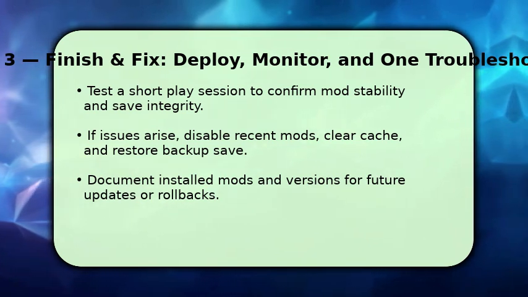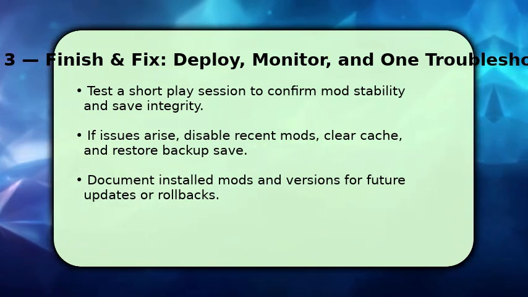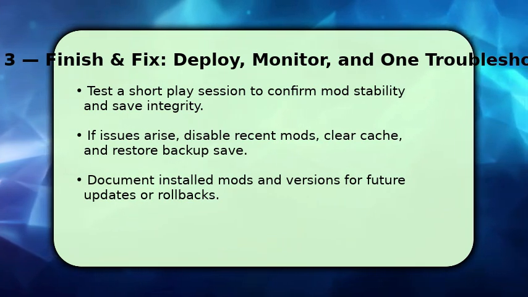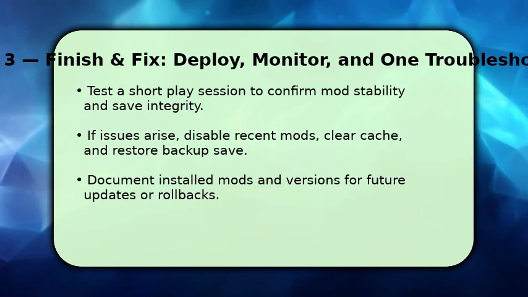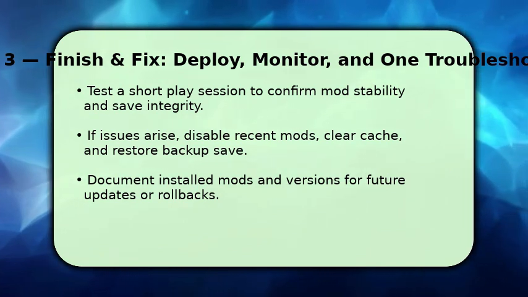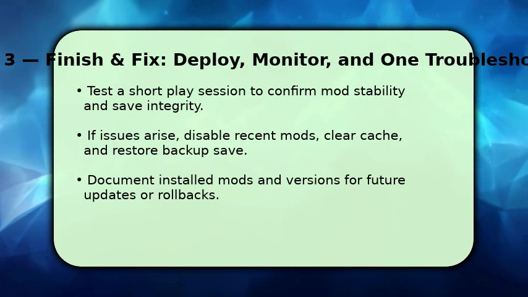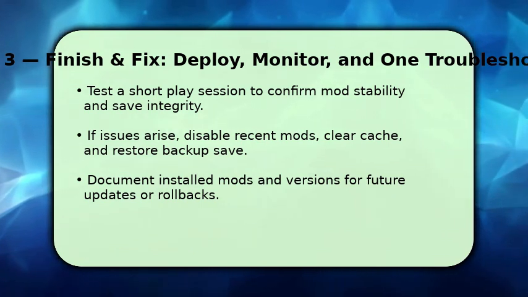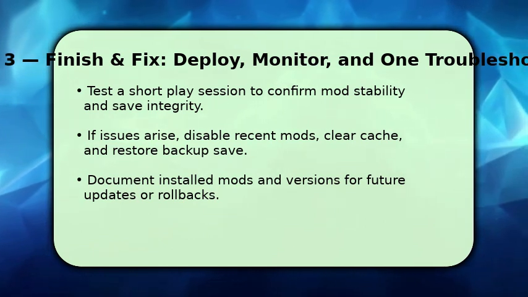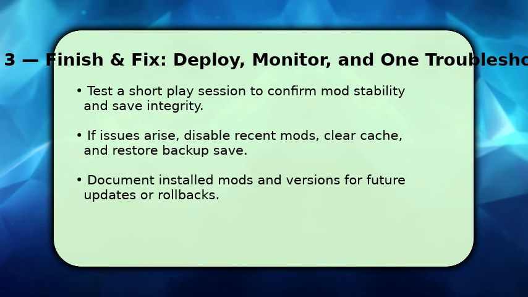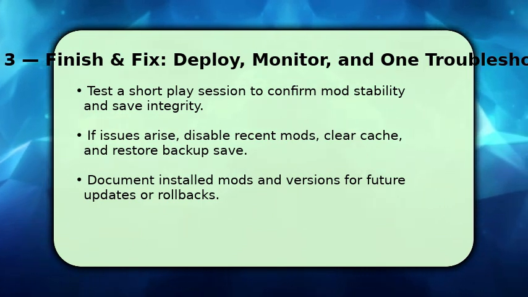If something goes wrong, disable the most recent mods, clear the console cache, and restore your backup save. These actions usually resolve corrupt load order or asset conflicts. Make sure to document installed mod names and versions so you can reproduce or roll back setups later. One tip: keep only essential mods active to reduce conflict surface and simplify troubleshooting.